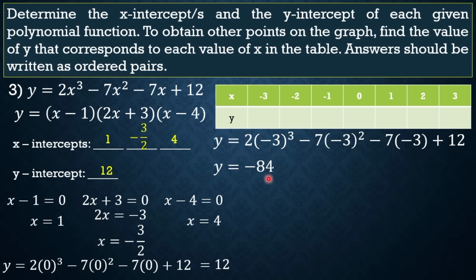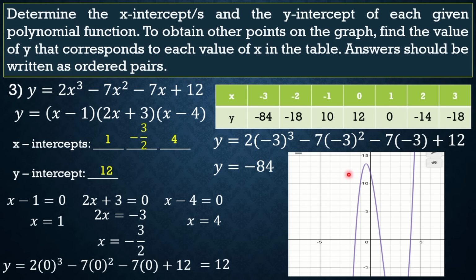And then kapag sinolve na natin, sinolve nyo to using your calculator. So, sinubstitute nyo si negative 2, negative 1, 0, 1, 2, and 3. Ito yung makukuha natin. Okay, pwede nyo yan i-check using your calculator. Kapag nirap natin ito, yung makukuha nyong sagot: ito yung negative 3 over 2, and then ito yung 4, tapos ito yung 1. Okay, makikita natin. Tapos, nandito yung 12, so yung y-intercept natin.